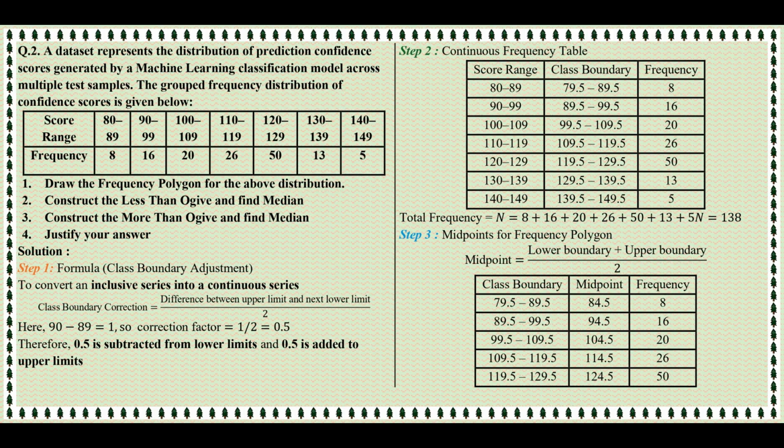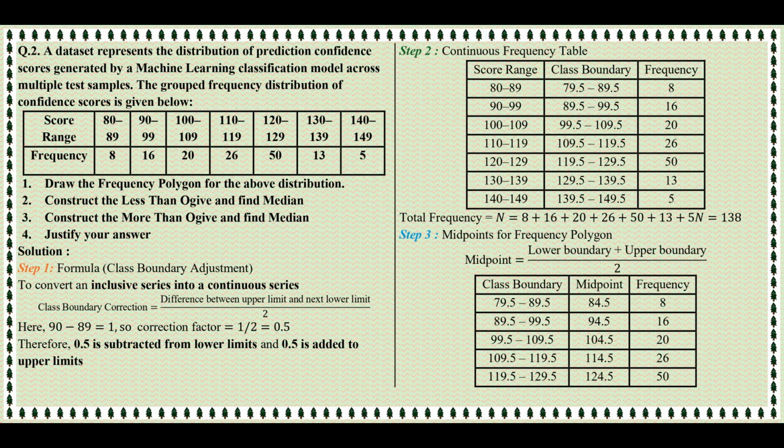Now imagine this. An AI model is predicting how confident it is about its answers. Some predictions are low confidence, some are high. If we arrange all these scores, the median will tell us the middle confidence level of the model. That's like finding the balance point of performance. Let us begin step by step.